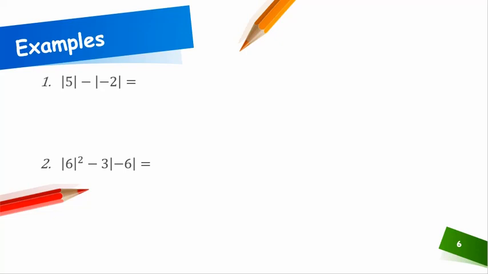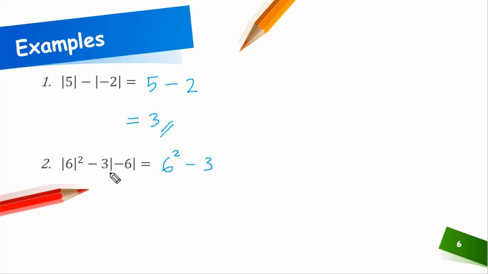Okay, let's see example number 1. The absolute value of 5 minus the absolute value of -2. So the absolute value of 5 is 5, right? Minus the absolute value of -2 is 2. So when it's negative inside, it becomes positive. So the result is 5 minus 2, which is 3. It's easy, right?